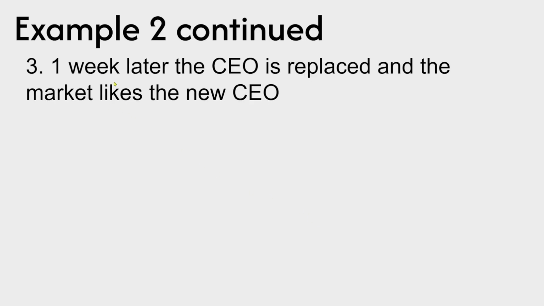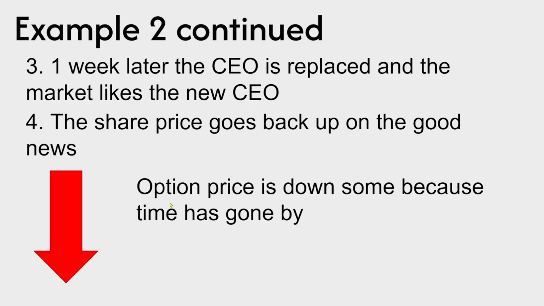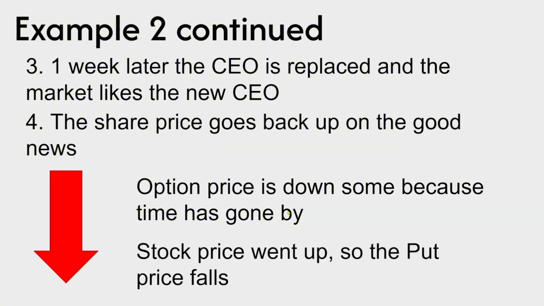1 week later, the CEO is replaced and the market likes the new CEO. The share price goes back up on the good news. So what has happened with the price of this option? Well, in one way, the option price has gone down because some time has gone by. We were at 2 weeks to expiration, and now we're at 1 week. That's going to be a decent amount of theta decay, which is the decay of the price of the option due to theta. And also, the stock price went up, so the put price falls.